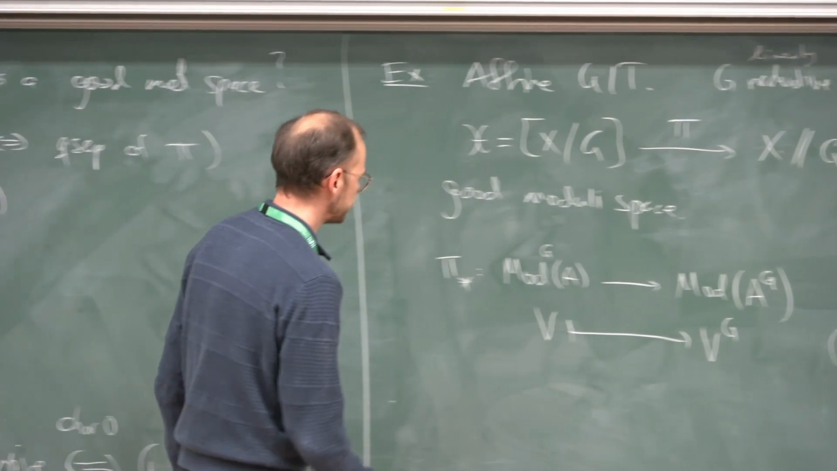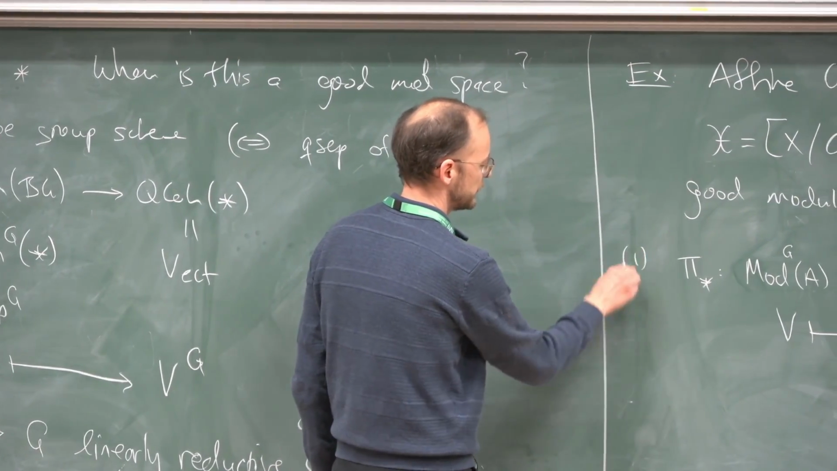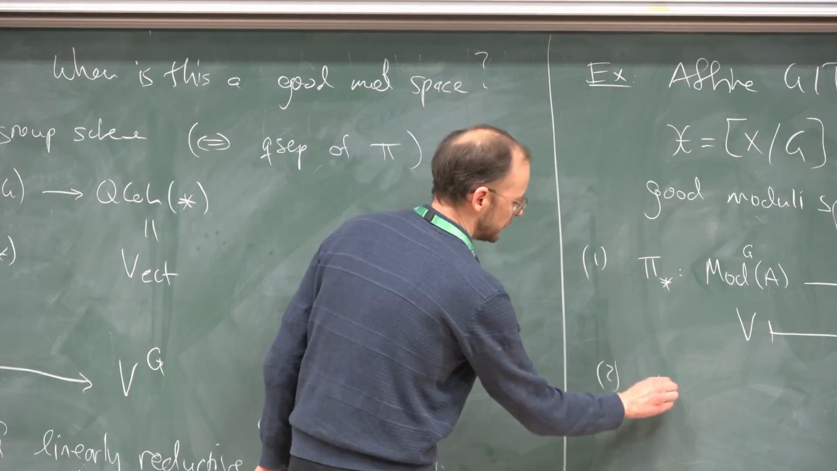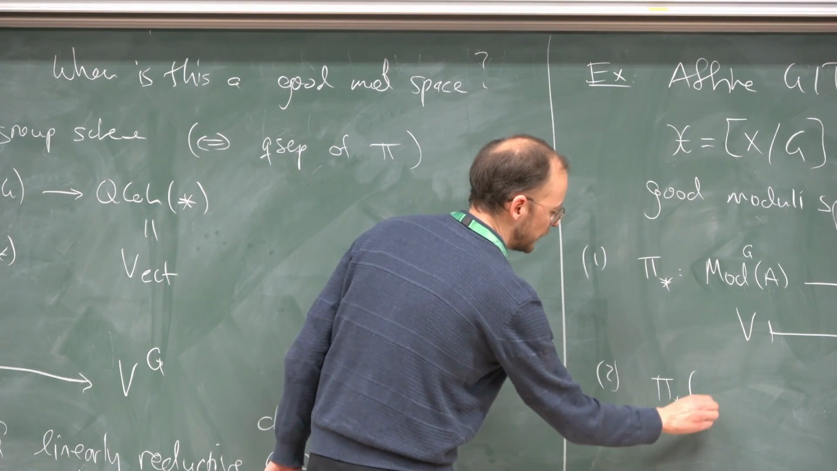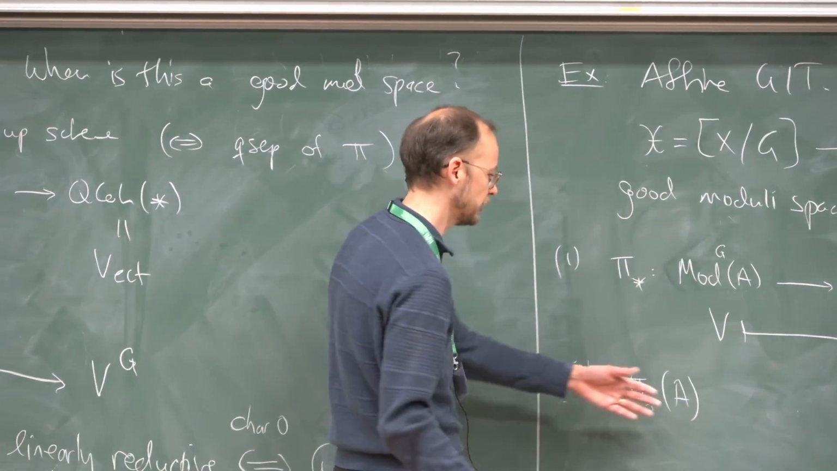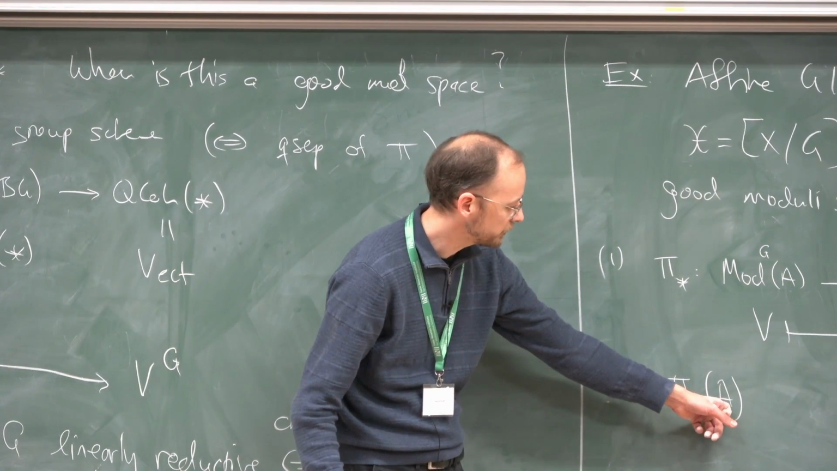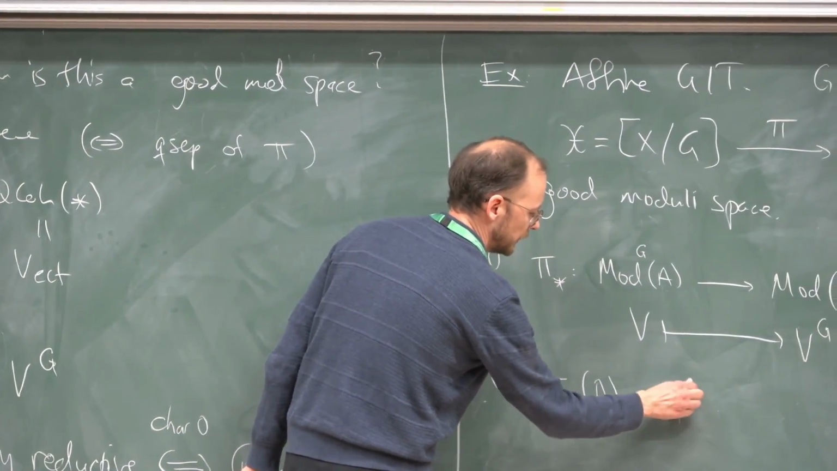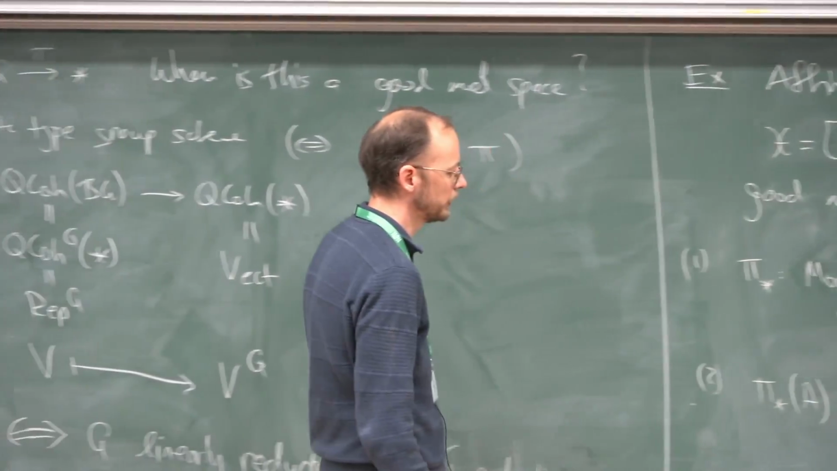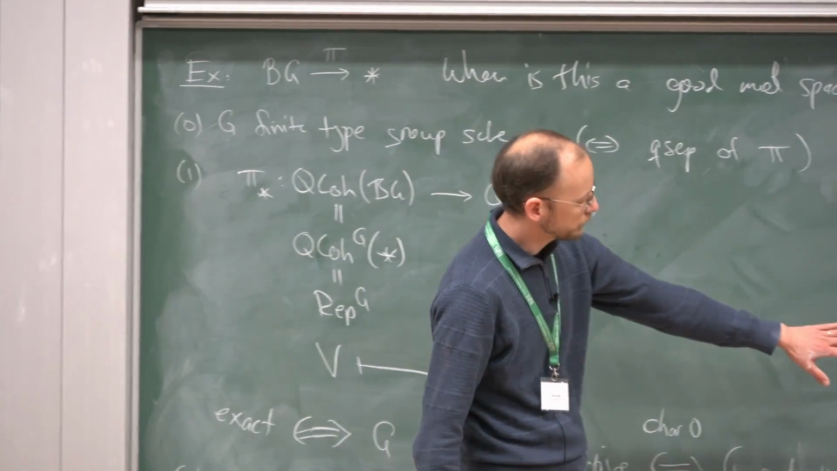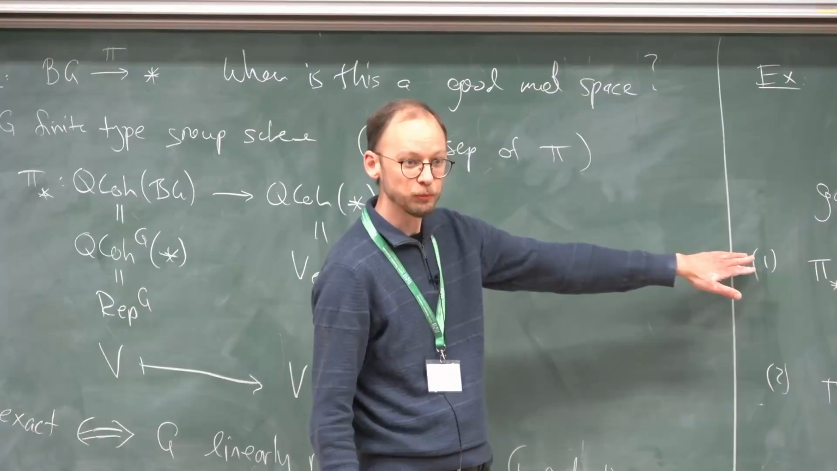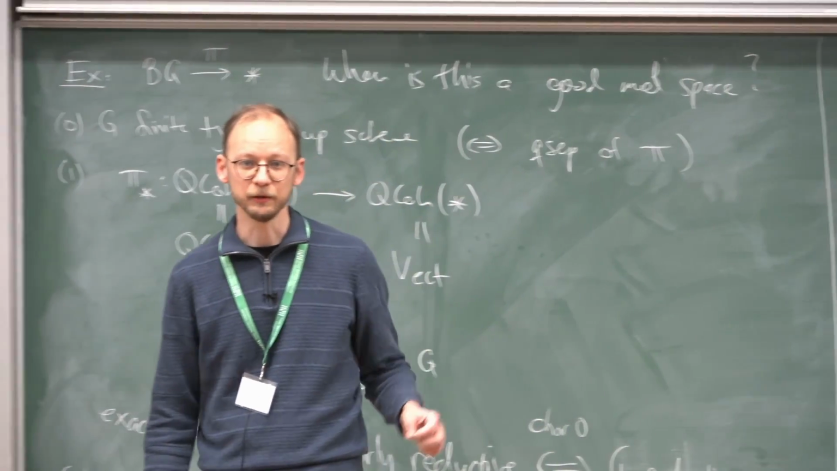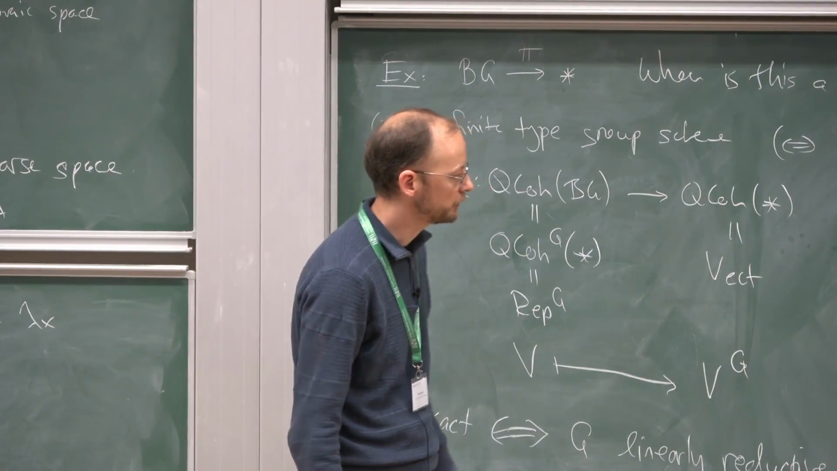Now for the second condition: if I take the trivial representation, the structure sheaf A, and take its image, it's going to be A^G. If I did not have this condition 2, I could have just taken the map to a point, and it would still be exact, but it would not have the right structure sheaf.